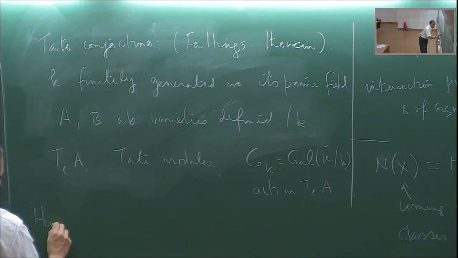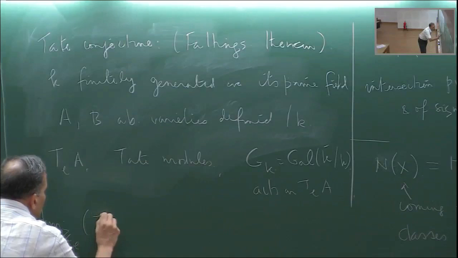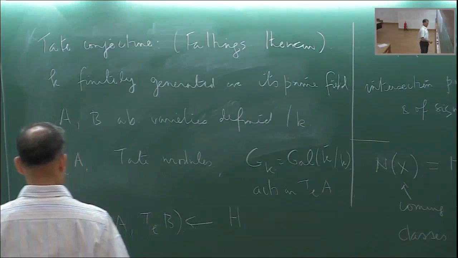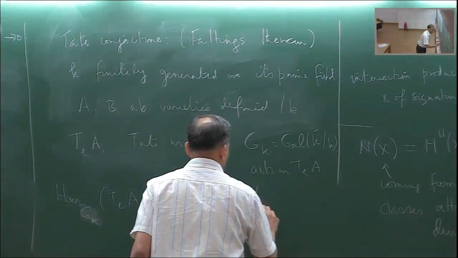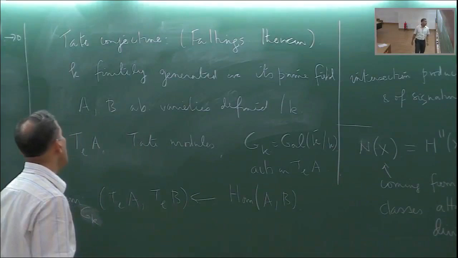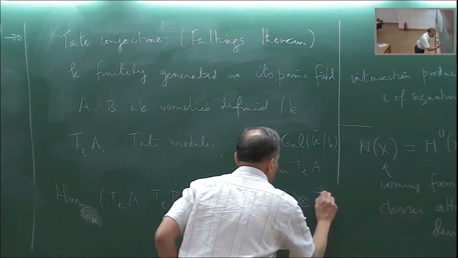So you can look at T_ℓ A, T_ℓ B. There's a map from Hom of the abelian varieties to the Galois-equivariant homomorphisms. You can look at homomorphisms between the abelian varieties, and certainly they give you the induced maps on the Tate modules, which are Galois equivariant, and so you can tensor with Z_ℓ, and this is an isomorphism.